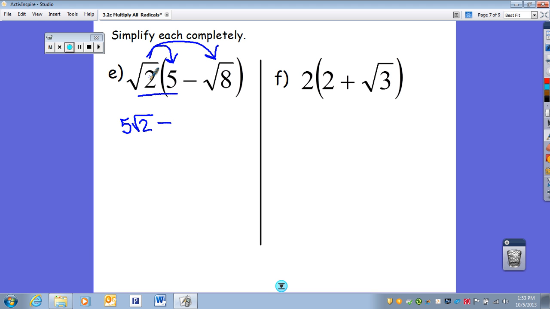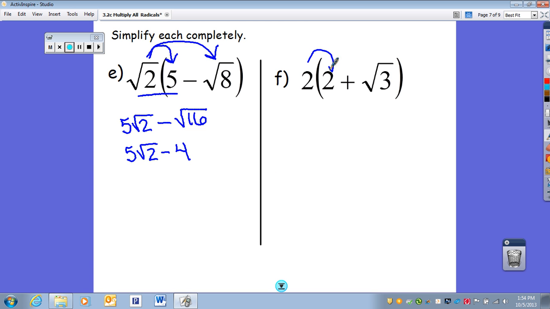minus, now both of these are the same, so 2 times 8 would be 16, and we can multiply them together because they are alike. 5 square roots of 2 cannot be simplified, but the square root of 16 is 4, so we'd have 5 square roots of 2 minus 4.